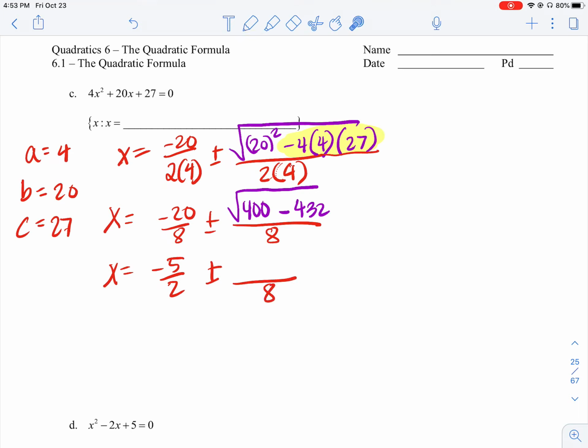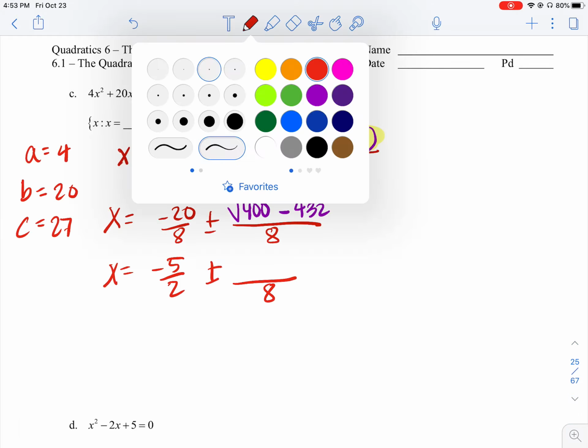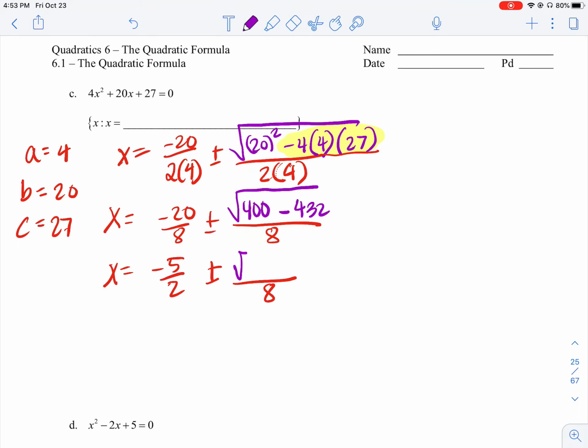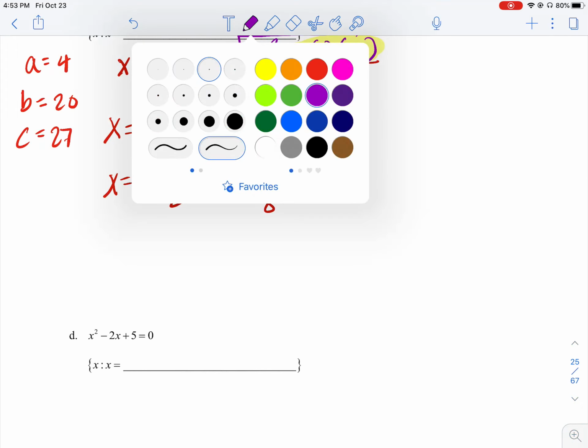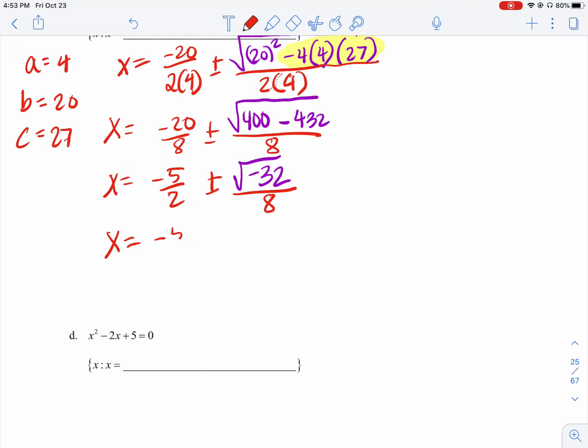So you know how this one is no longer the same because I now simplified this one. In the beginning, of course, they're all the same. But towards the end, as you keep simplifying, it's a possibility that they are going to be different. So, square root of negative 32. Moving forward, you have x equals negative 5 over 2 plus and minus 8 at the bottom.